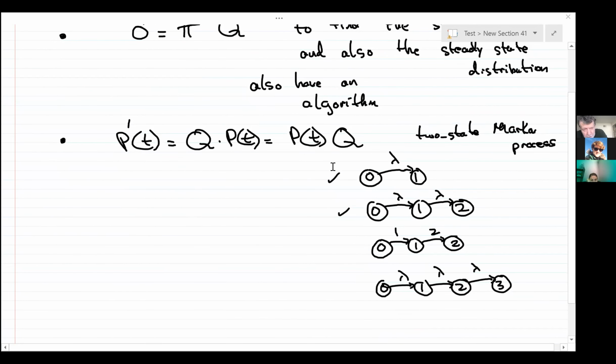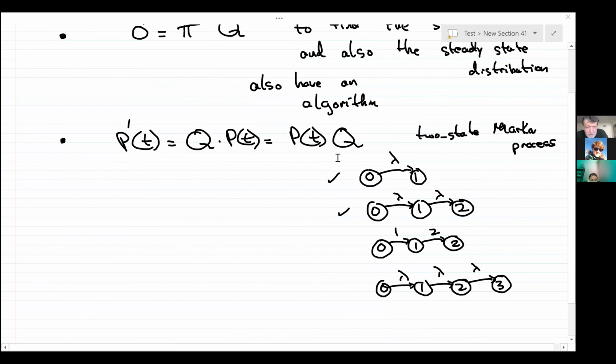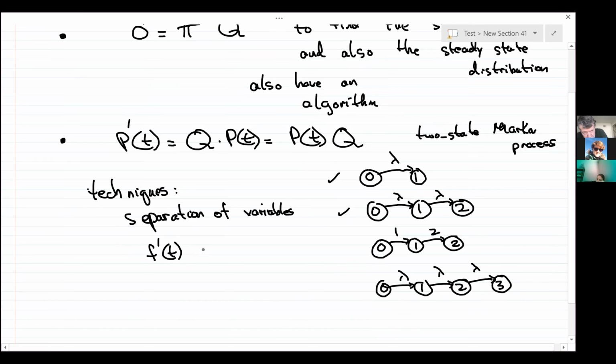And I guess along the way, our techniques so far have been separation of variables. And the other one was solving a linear differential equation that looked like this.